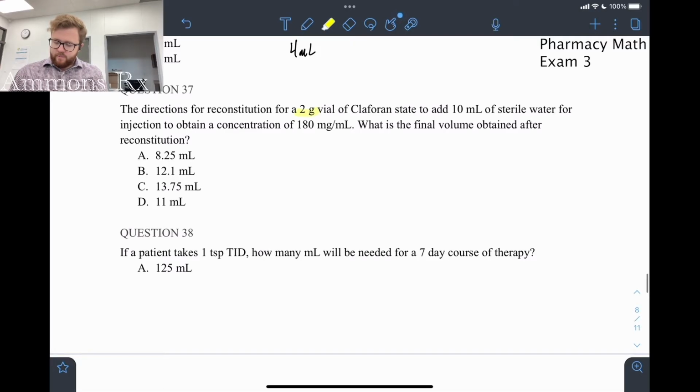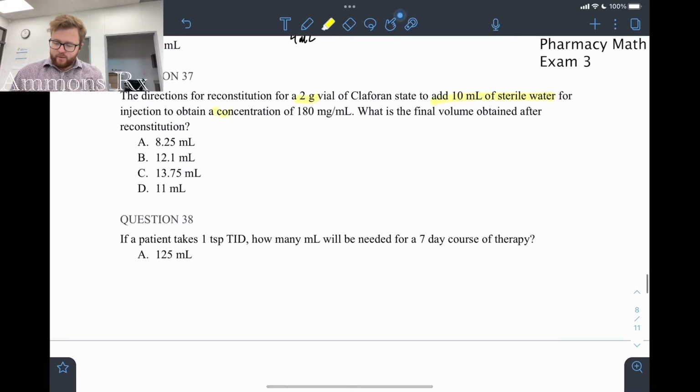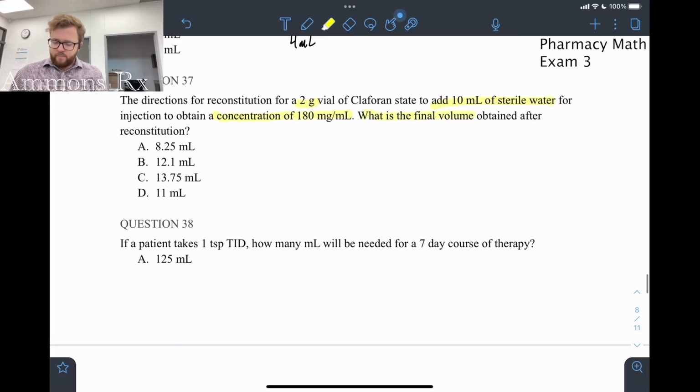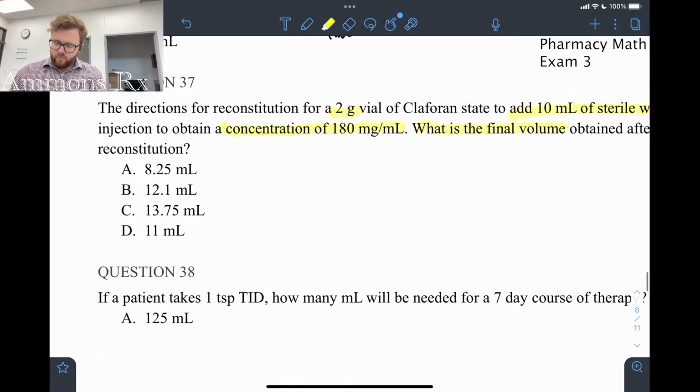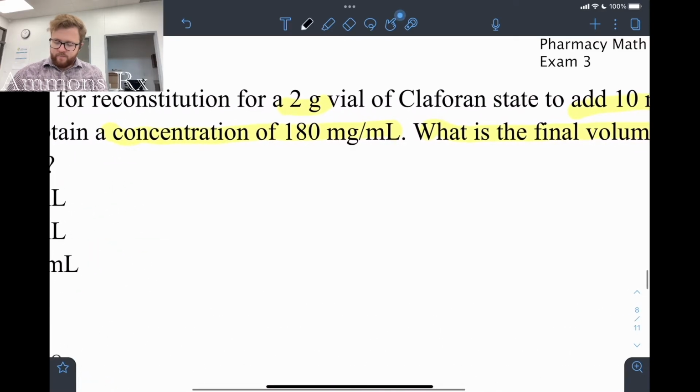Two-gram vial, add 10 mils of sterile water, concentration of 180 per mil. We're looking at final volume. Once again, this is linked to FV. So our 2 grams, which is how many milligrams?